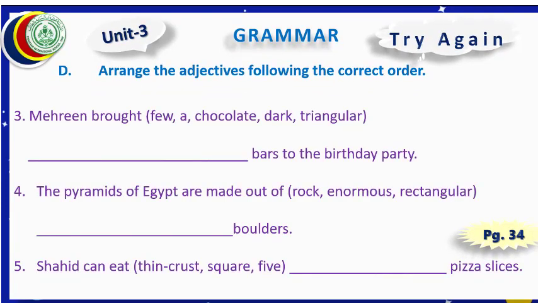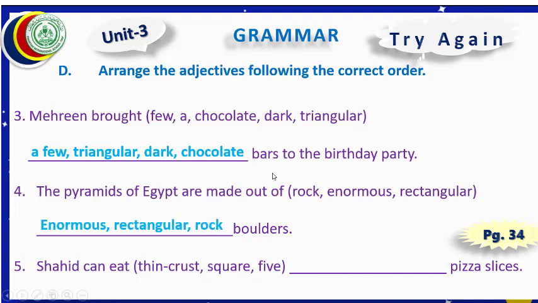This is the next part. In this part we have 1, 2, 3, 4, 5 adjectives of bars. We shall arrange them in this sequence. A few triangular dark chocolate. Let us move to part number 4. The pyramids of Egypt are made out of rock, enormous, rectangular. They will be arranged like this. Part number 5. Shahid can eat thin crust, square 5. It will be arranged like this.